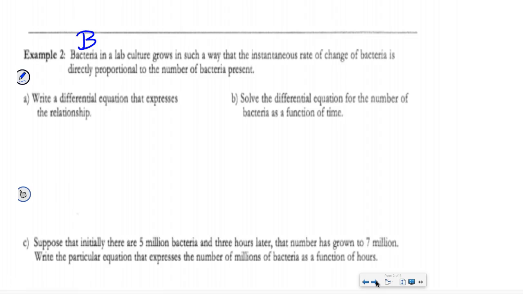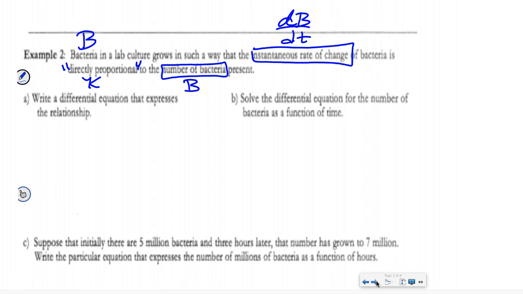Bacteria in a lab culture grows in such a way that the instantaneous rate of change, that would be dB/dt, so that's a derivative, of bacteria is directly proportional. That's that key word. That means you're going to have a constant of proportionality called K, and it's directly proportional to the amount of bacteria present, which is B.